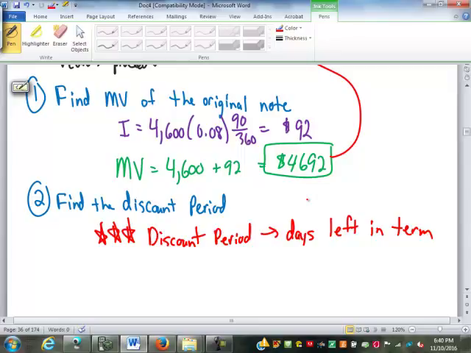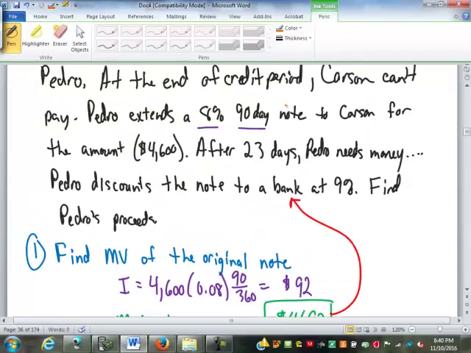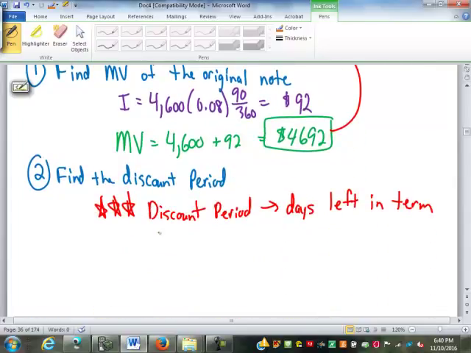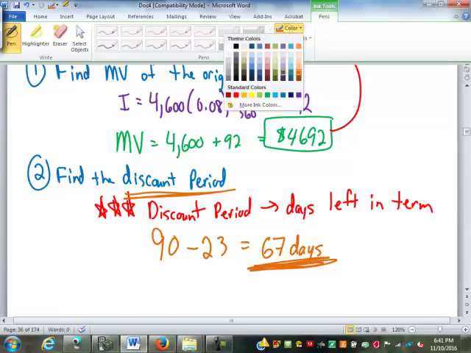So this was a 90-day note. Pedro discounted it after 23 days. 90 minus 23 is 67 days. That is the discount period. That's how long the bank is going to have to hold this note. How long the bank waits before they get their money.